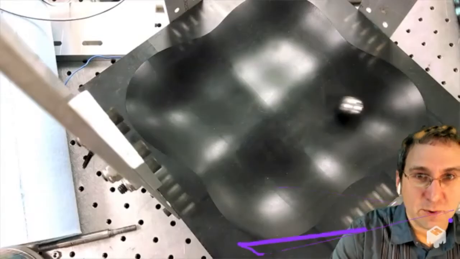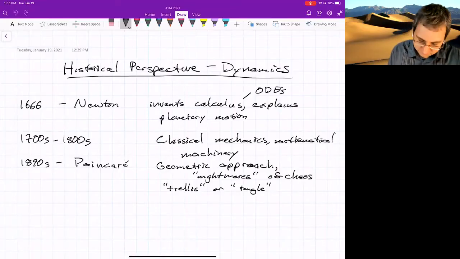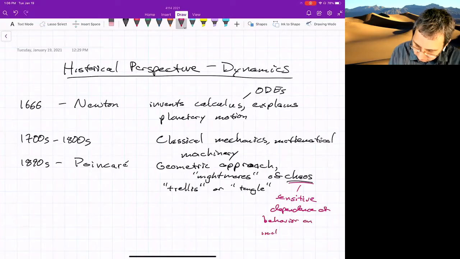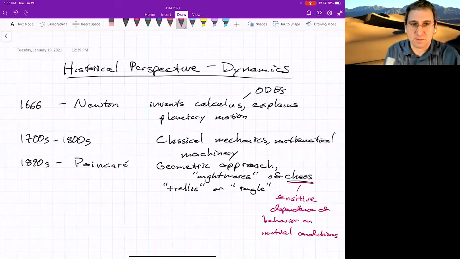So that's the main point. Getting back to this. What you should think of chaos right now is, I mean, it is more than this, but it is sensitive dependence of behavior on initial conditions. Just think of that in the most qualitative way, okay?